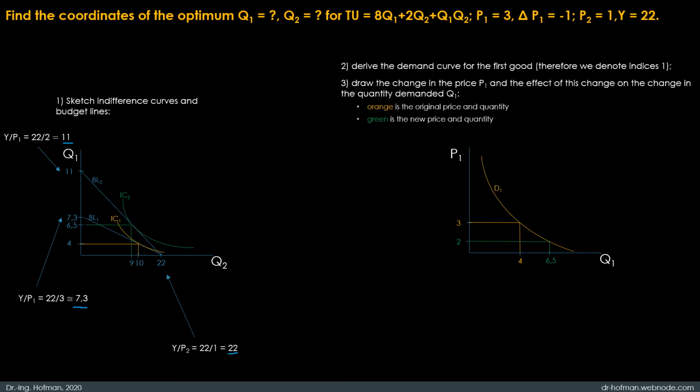where the original point coordinates were 3 euros and 4 pieces, and the new coordinates are 2 euros and 6.5 pieces. It means that it corresponds to the law of demand, because with the lower price, the change was minus 1. As you know, the delta P1 was minus 1 euro. The consumer buys more pieces of good 1. Q1 changed from 4 to 6.5 units of the first good.